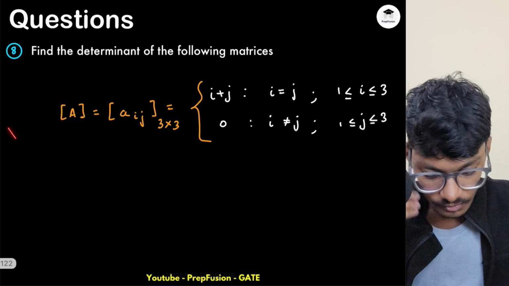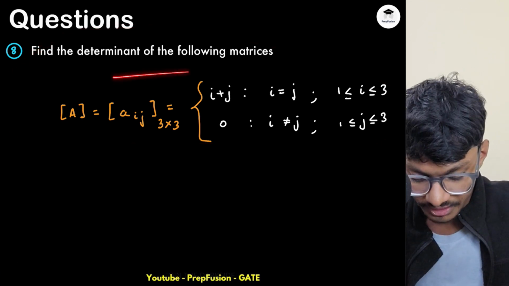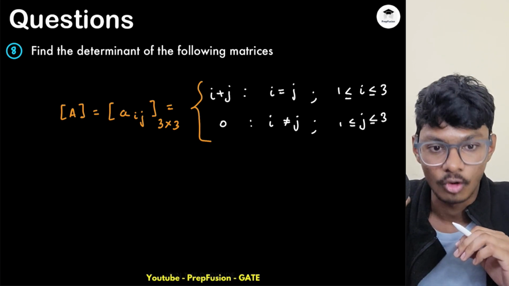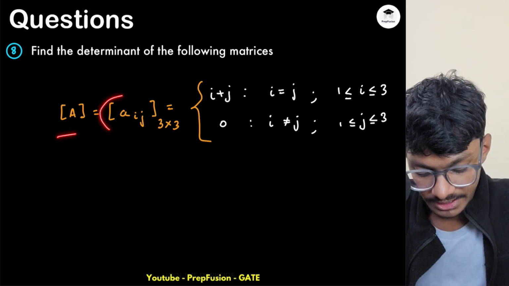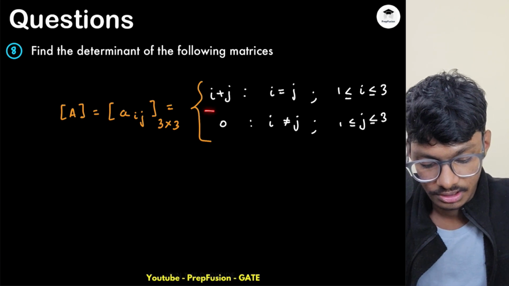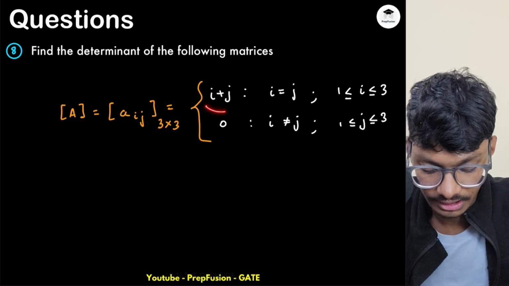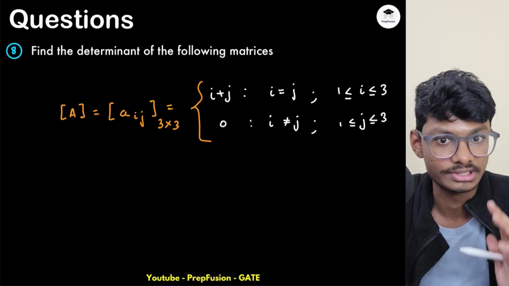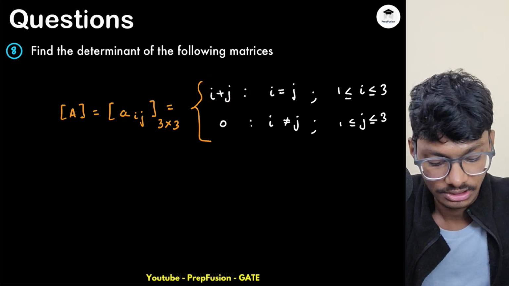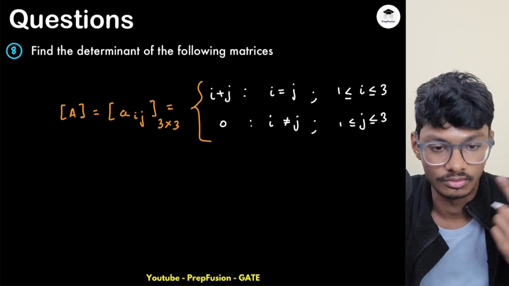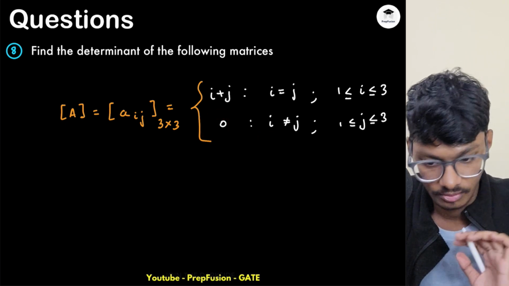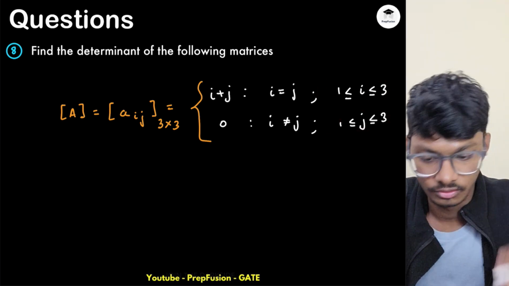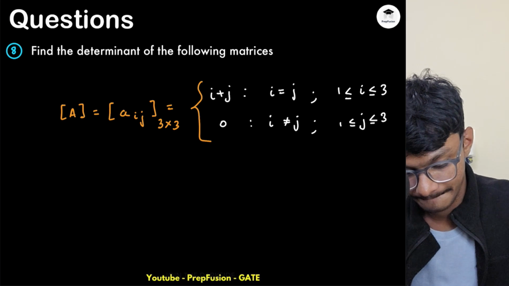So this is another simple question. You have to find the determinant of the following matrix. This is a question on matrix formation. Here A is given and Aij is given like this. The relationship is that Aij will be equal to I plus J when I equals J. So basically this is talking about the diagonal elements, and it will be equal to 0 when I is not equal to J. So basically it is a diagonal matrix, and I and J are both varying from 1 to 3.